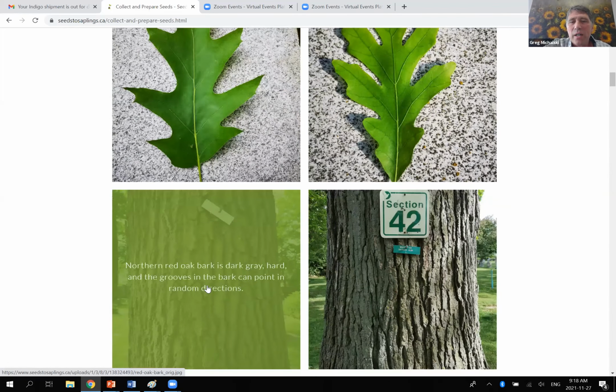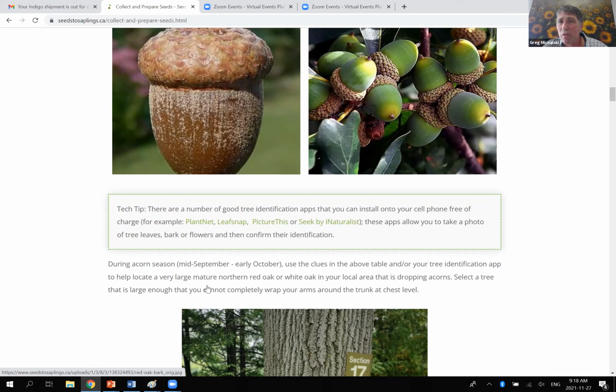One thing that I loaded up on my phone in the spring, and probably some of you already have this, there are some great apps out there that allow you to take a picture of a plant, whether it's the leaf, the bark, or the flower, load it in the app, and it tells you what you're looking at. It's brilliant. So Leaf Snap, iNaturalist, there are a number of apps that do that, and kids can find that very helpful to confirm which tree they're collecting from. But the northern red oak is the easiest to find and most reliable in terms of collecting the seed.